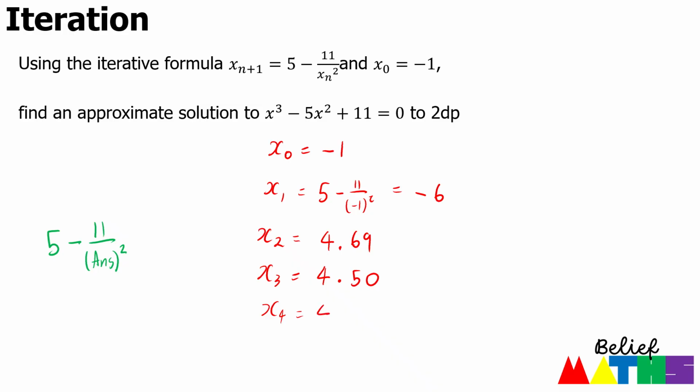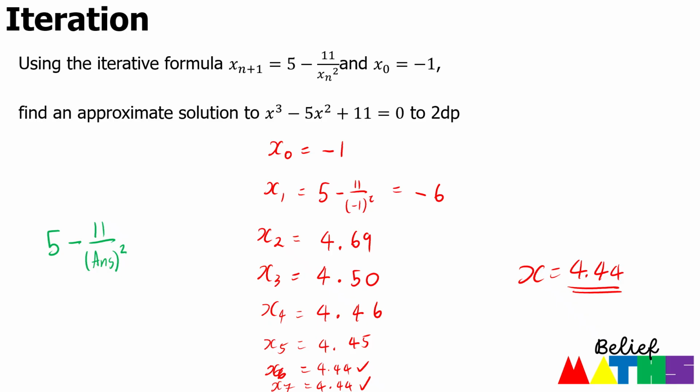The next one is 4.46, again rounding to 2 decimal places. x5 is equal to 4.45. We seem to be getting closer to an answer here. x6 equals 4.44, and x7 is equal to 4.44. And because we've got this repeated value here, the approximate solution for x is, because it's got that same consecutive value, 4.44 to 2 decimal places.